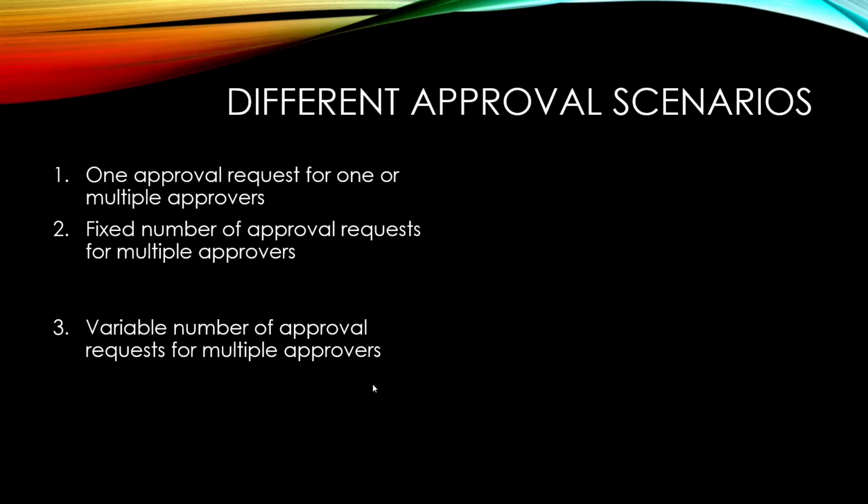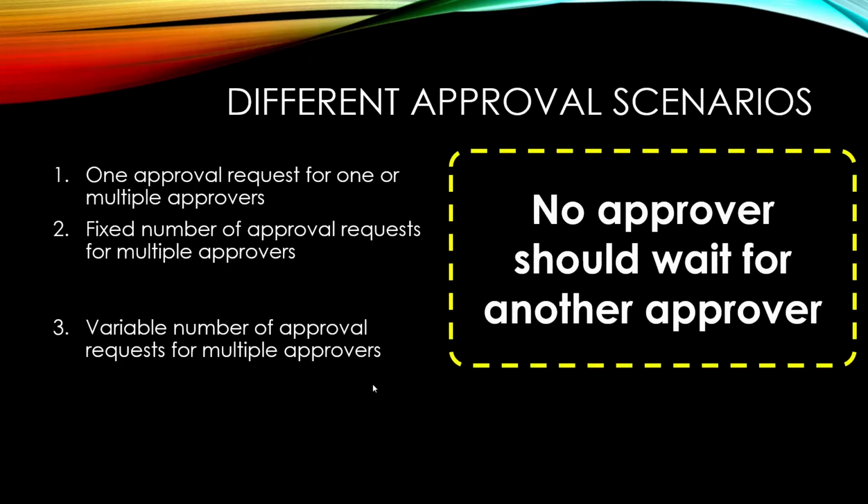If you just look at all these scenarios, they all can be done very easily because it's only a matter of navigating from one item to another item and sending approval requests to different people. But here is the question. In best practice, we don't want any approver to wait for another approver to get his or her own item to review. Is that clear?